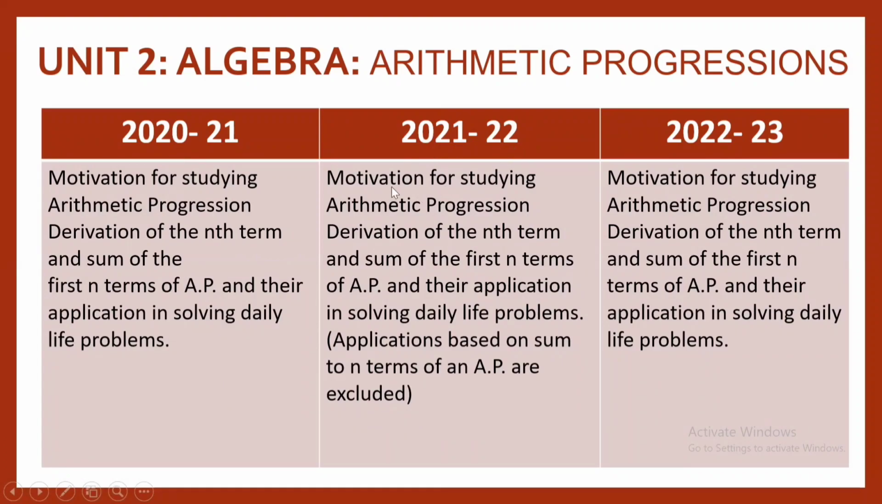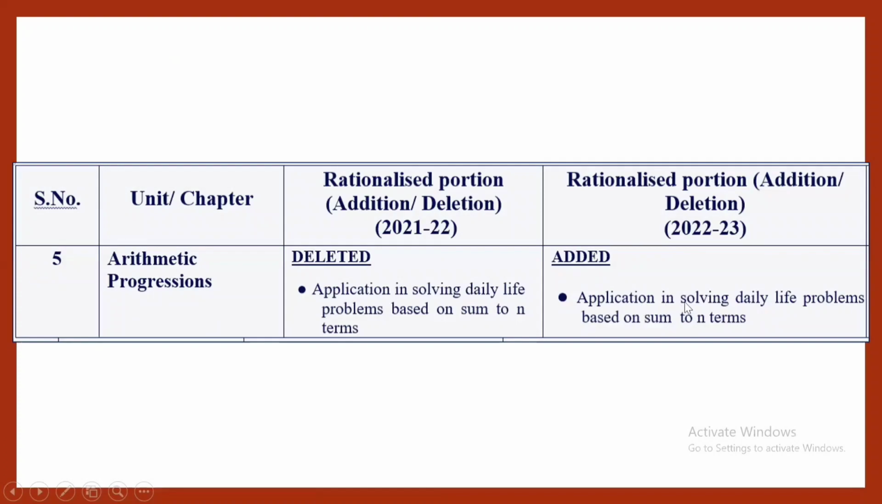In 21-22, if you see, the motivation for studying arithmetic progression is there. Derivation for the nth term and the sum of the first n terms and their applications in solving the daily life problems is there. But applications based on sum to n terms of an AP are excluded. This was excluded in 21-22, but in 22-23, this is not there. That means that again in 22-23, this has been added back, right? So ensure that the applications of the questions, the word problems based on sum of n terms is to be done by you this time. So again, if you see, application in solving the daily life problems based on sum to n terms, this is now in your syllabus.